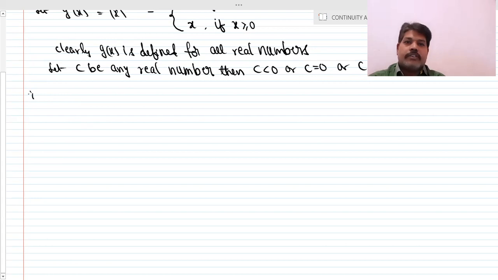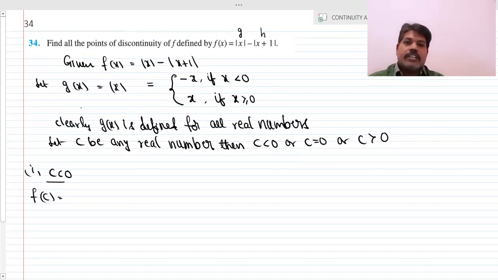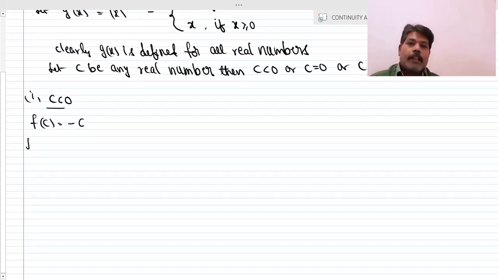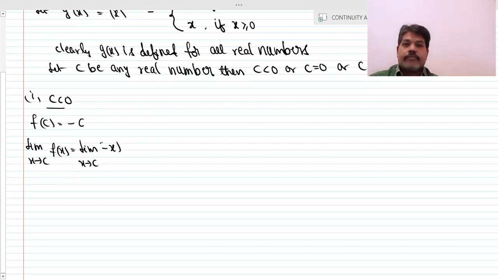What is the first case, students? First I will take C less than 0. If C is less than 0, then what happens? f of C is equal to minus C. So the limit as x tends to C of f of x: f of x is minus x, so automatically this value will become minus C.